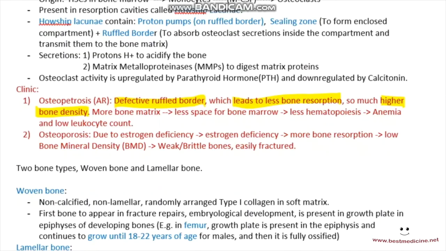Next up, we have osteoporosis, which is due to estrogen deficiency. It is better explained in physiology, but due to estrogen deficiency, we have more bone resorption, and it results in low bone mineral density and results in basically very weak and brittle bones. It's a very tragic disease in which there's very weak and brittle bones, and those bones are actually very easily fractured. Osteoporosis is a disease which is almost 4 times more common in women than in men.